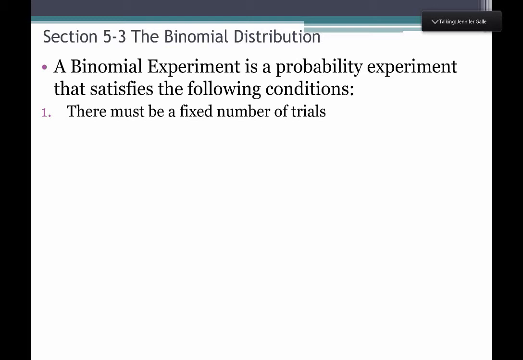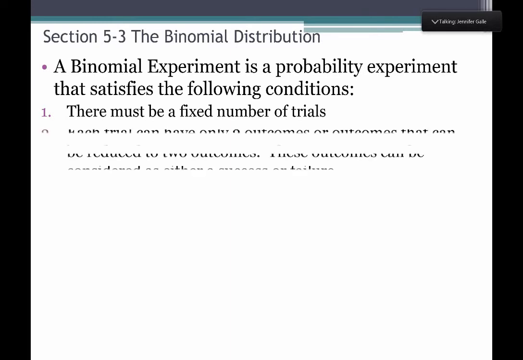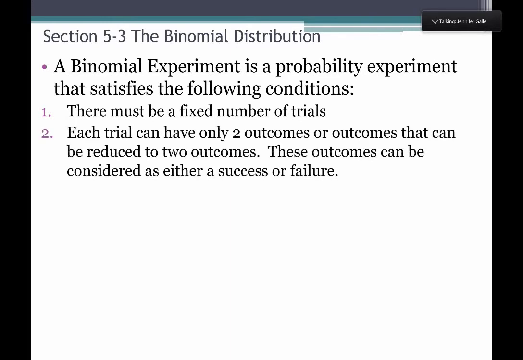Property number 2. It's the longest one to write, I promise. Each trial can only have 2 outcomes, or outcomes that you can reduce down so they fit into just 2 outcomes, 2 different groups. The outcomes will either be considered a success or a failure. There's nothing in between. It's either a success or a failure, nothing in between.